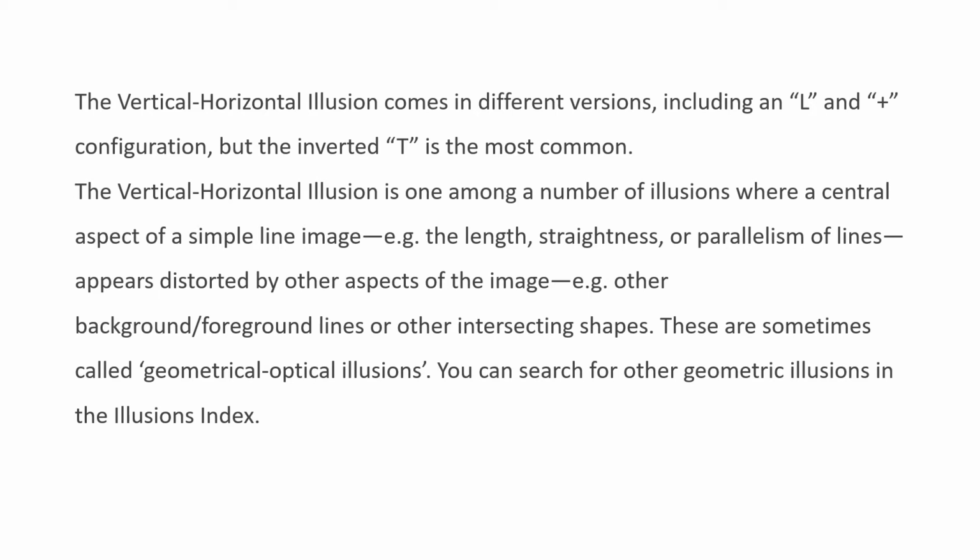Example, other background, foreground lines or other intersecting shapes. These are sometimes called geometrical optical illusions. You can search for other geometric illusions in the illusions index. In the horizontal-vertical illusion, both horizontal and vertical lines are equal in length, but the vertical line is perceived as longer than the horizontal.